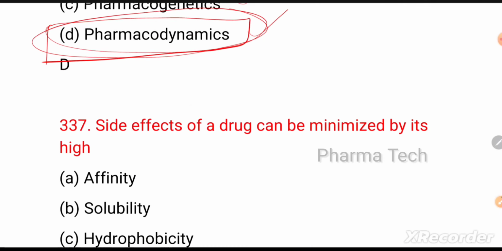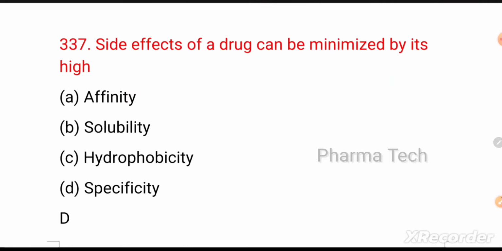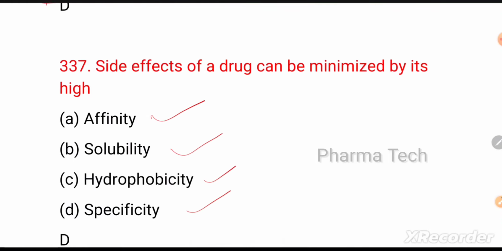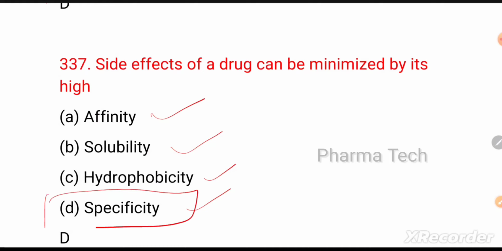Next question: side effects of a drug can be minimized by its high? Affinity, solubility, hydrophobicity, specificity. Answer is D, specificity. Side effects of a drug can be minimized by its high specificity.